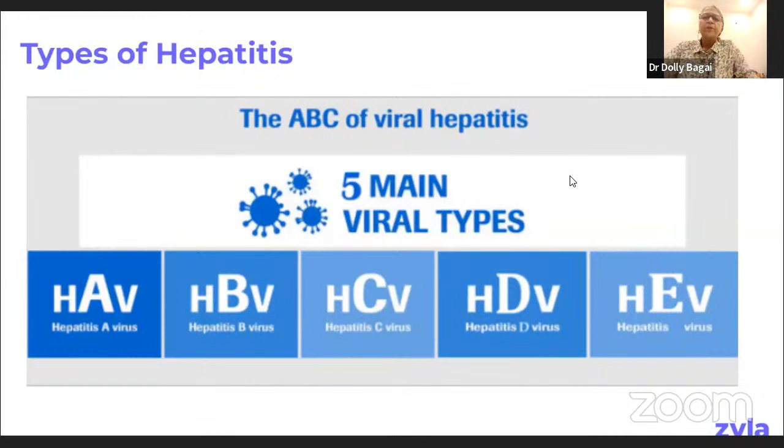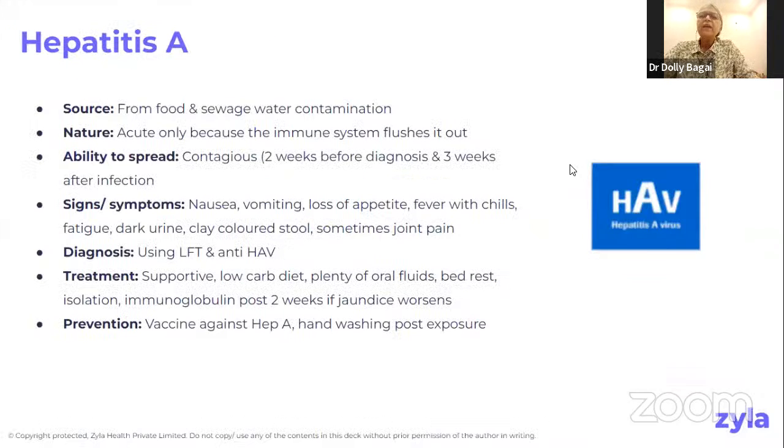Now let's start with hepatitis A. Hepatitis A, as you must all be aware, is coming from contaminated food and sewage water. When there is a mix of sewage water in the drinking water, as occurs during monsoons, or when there is a leakage from the rusted pipes of sewage into drinking water, the disease that we get is hepatitis A. And in nature, it is only acute. Acute meaning short-lived, because the immune system flushes it out. There is a major ability to spread. It is very highly contagious, 2 weeks before the diagnosis and 3 weeks after infection.